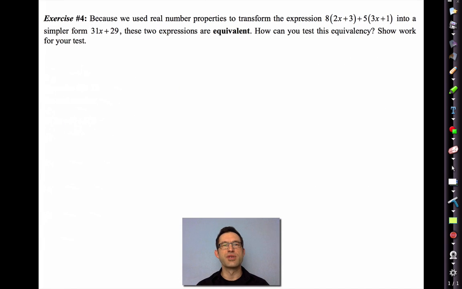Let's take a look at exercise 4. Because we used real number properties to transform the expression 8 times (2x plus 3) plus 5 times (3x plus 1) into 31x plus 29, these two expressions are equivalent. How can you test this equivalency? Show your test. Now let's just make sure we understand what expressions being equivalent means.